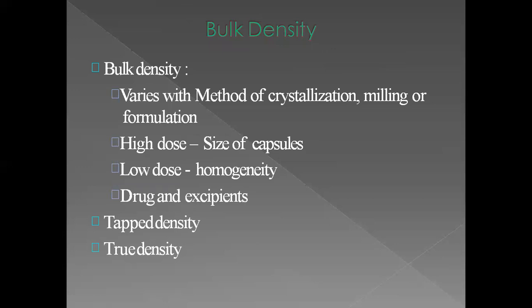Here we come to the density, bulk density. It varies substantially for a compound with the method of crystallization, milling, or formulation. Once the density problem is identified, it is easily corrected by milling, slugging, or formulation. Bulk density is usually of great importance when one considers the size of a high dose capsule product or the homogeneity of a low dose formulation, in which there are large differences in the drug and excipient density.